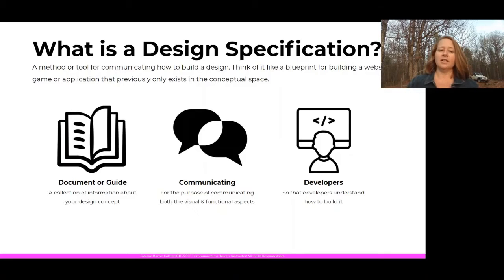Now, communicating it is something that you do using a design specification, sometimes called a product requirements document, and it's really a guide. It's a collection of information about your concept, and the purpose of it is to communicate with the people who are going to build it. So you want to communicate this to your client, you want to communicate this to your managers and your team, and to the developers who are going to build it.